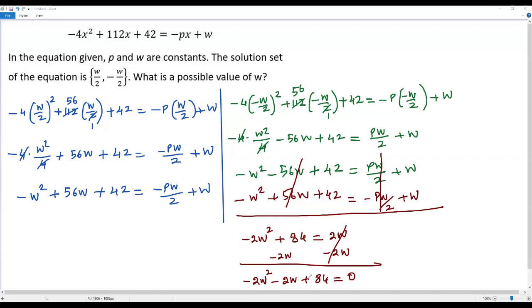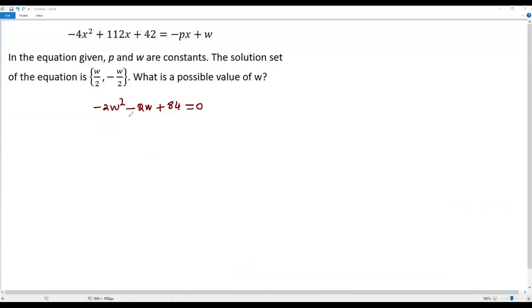Okay, now I got everything on the same side of the equation. On the right side, I have 0. Okay, now let me erase other stuff and solve this quadratic equation for w. Okay, let's continue. This is a quadratic equation. I got it in my previous work.